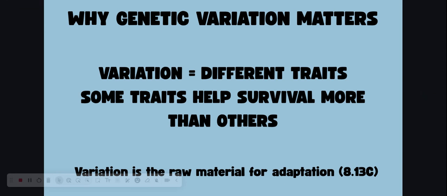Why genetic variation matters. Variation means individuals in a population have different traits. Some traits help organisms survive better than others. When environments change, variation gives populations a better chance of survival. Variation is the starting point for adaptation, which is what your TEK will be for 8th grade.